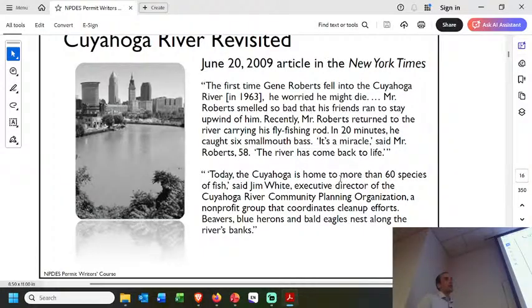So here's this Cuyahoga River revisited. Did we watch the fire on the river at the start of class? No? Okay, I'll come back to that too. I'm sorry. I'm glossing over it because I was feeling like I've already talked about it. Okay, so this is the river that we saw on fire over. Let me get back to it.